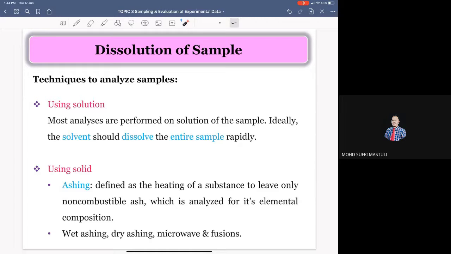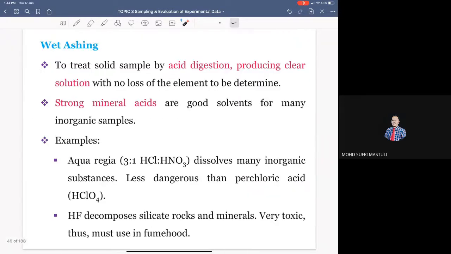Etching is the heating of substance to leave only non-combustible ash, which is analyzed for its elemental composition. So for the etching technique, we can have wet etching, dry etching, and also microwave digestion.